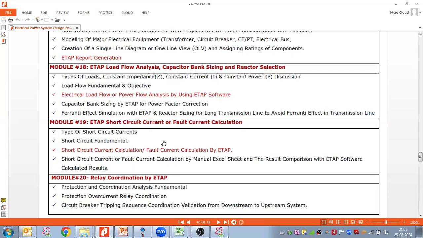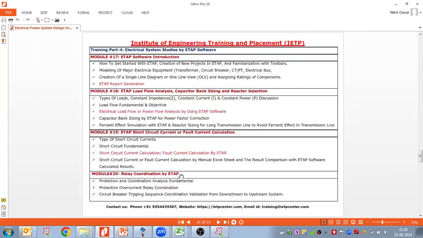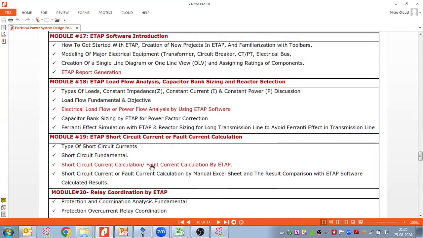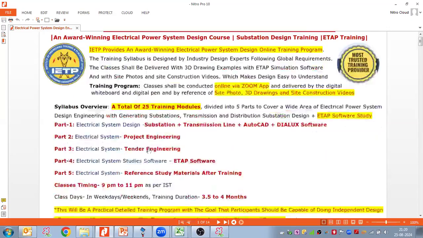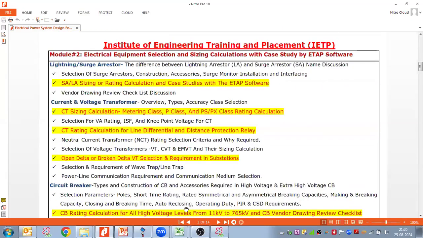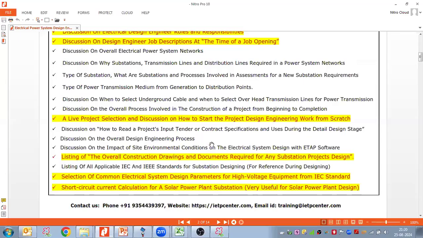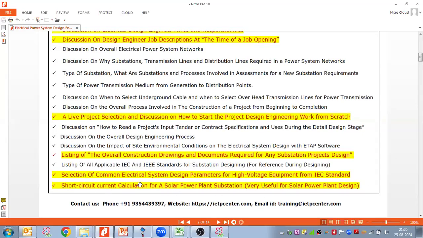If you remember, so far we have discussed the short circuit study previously as well, right? In module number 1 also. Yes, we have, sir. In module number 1 we discussed the equipment common design parameters, the common electrical system design parameters for high voltage equipment from the IEC standard. In the common design parameters, we discussed the voltage, insulation level, and short circuit current. And then we calculated the short circuit current for a solar power plant substation as well, right? If you remember, all of you.